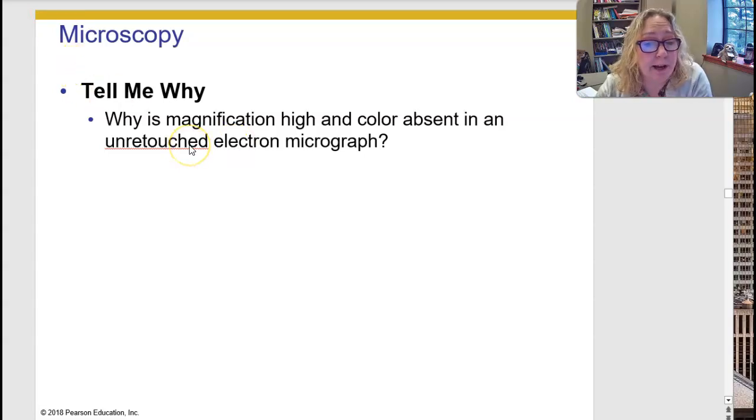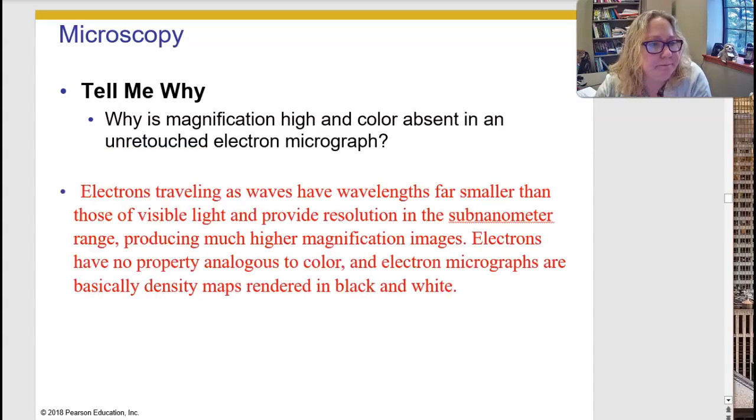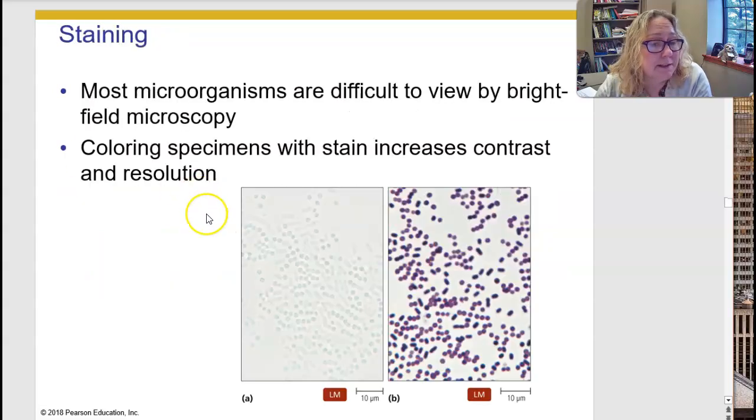Okay, did you think about why magnification is high and color absent in a micrograph? Why do we need color? Why are we staining things, essentially? Why do we stain things? Electrons have wavelengths far smaller than those of visible light and provide resolution. Electrons have no property analogous to color, and electron micrographs are basically density maps rendered in black and white. So that's a fun part about electron microscopy, which we don't have, but staining.